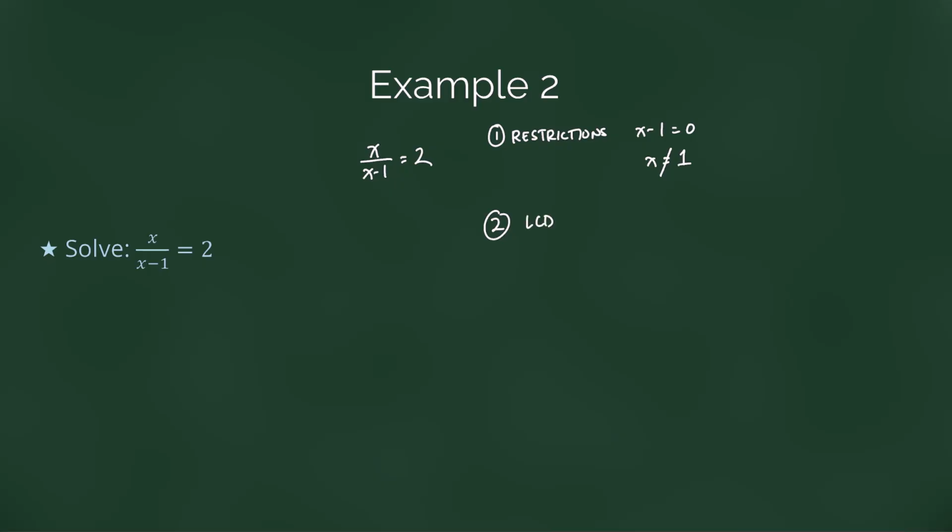Our LCD, because we only have one denominator, is going to be x minus 1. We're going to multiply through by that.